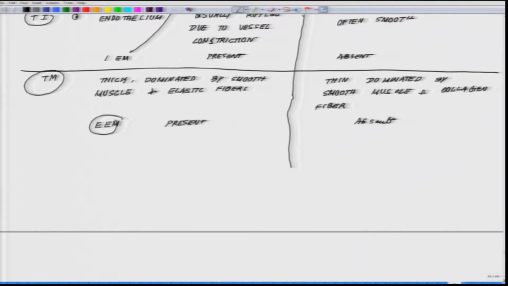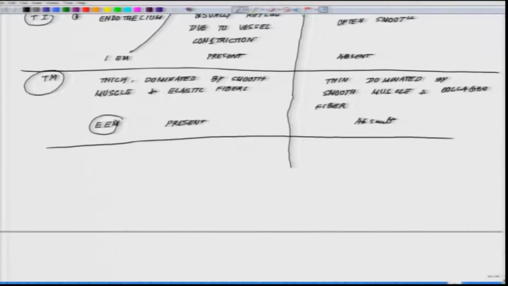So, you have seen the pajamas which have this thread. So you see the wrinkles. It is almost like that, what we are talking about. Okay. Now coming back, external elastic membrane is missing here.